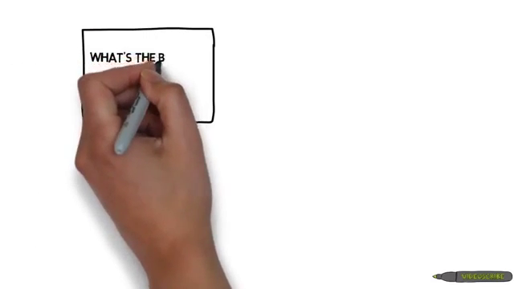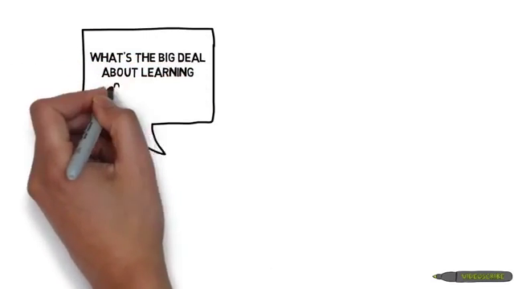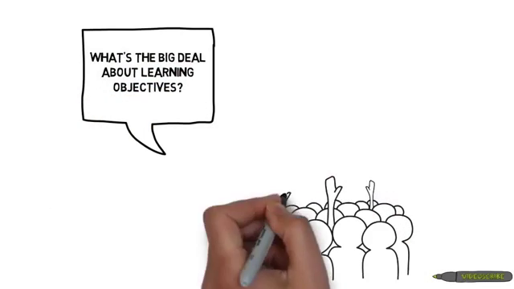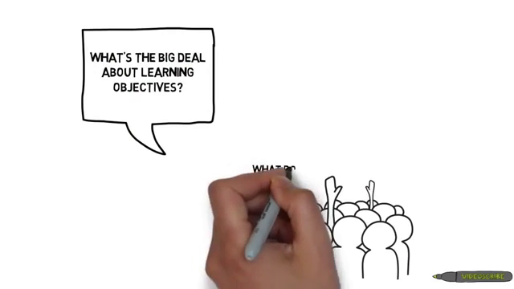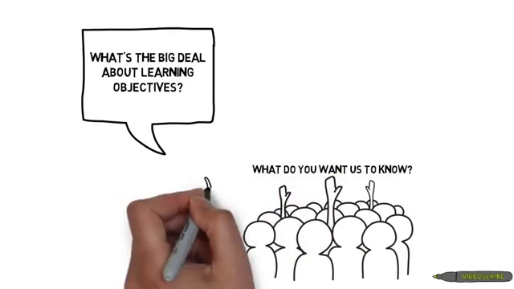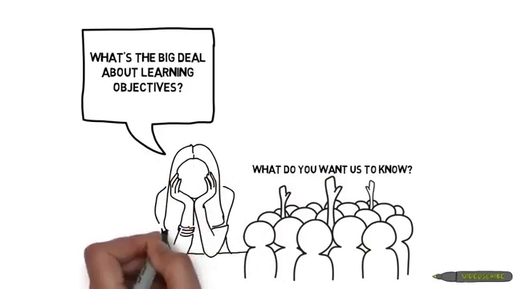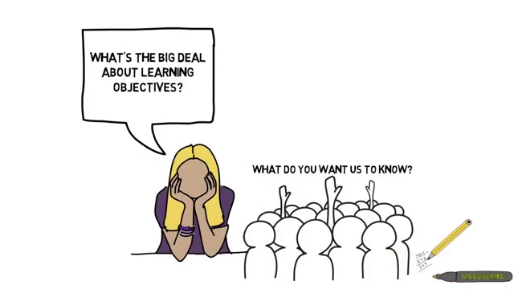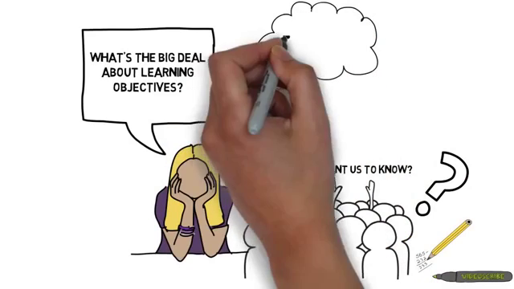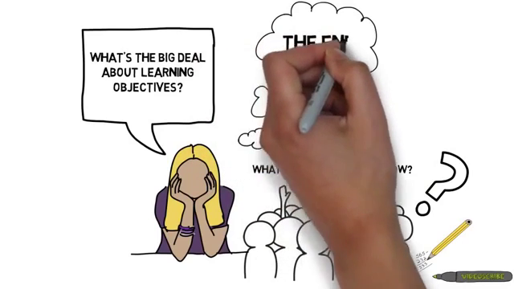What's the big deal about learning objectives? A learning objective or learning outcome specifies what you want your students to know or be able to do after an activity or unit or at the end of a course. That means that the things you use or do in your course, like teaching strategies, assignments, and assessments, will be driven by your objectives. So, you're actually beginning with the end in mind.